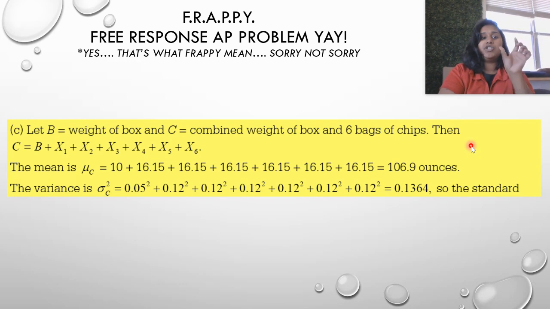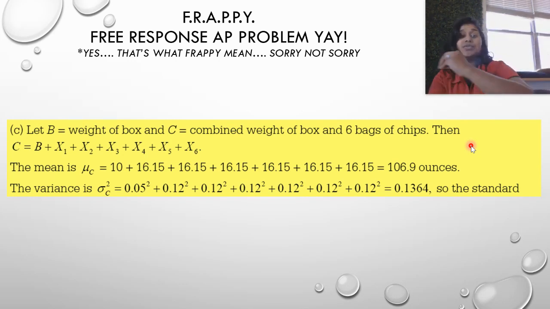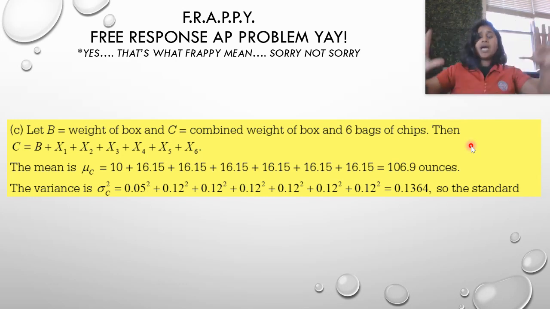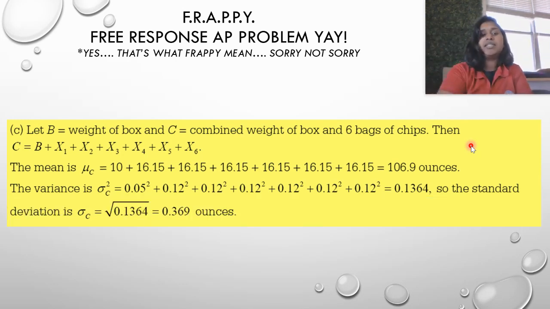The standard deviation of just the weight of the box was 0.05, so 0.05 squared becomes the variance of it. The standard deviation of each bag of chips was 0.12, so 0.12 squared becomes the variance. So I'll add all my variances, and I end up with 0.1364. But we're not done, because that's just the variance. To get the standard deviation, we take the square root, and we end up with 0.36 ounces.